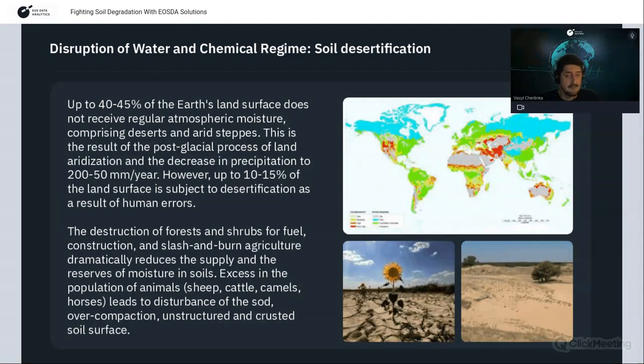Deserts and steppes typically have lower than optimum soil moisture levels, and plant cultivation further dries them more. Furthermore, the natural acidification process and reduction of atmospheric precipitation are imposed in many territories due to global warming. Too high a livestock population causes turf disturbance, overcropping, and structurelessness of the soil surface.